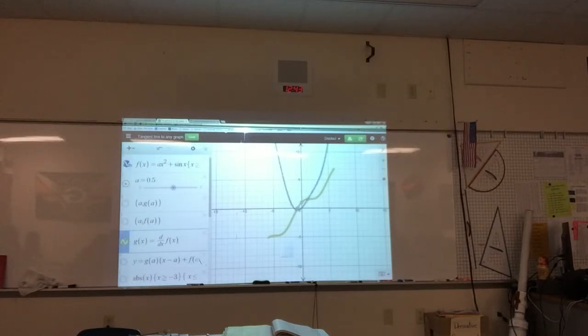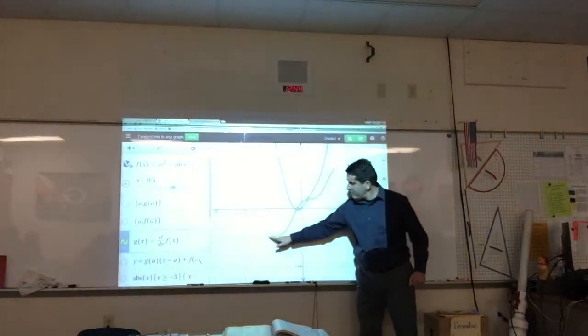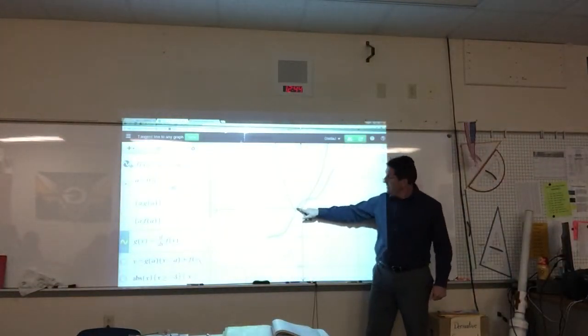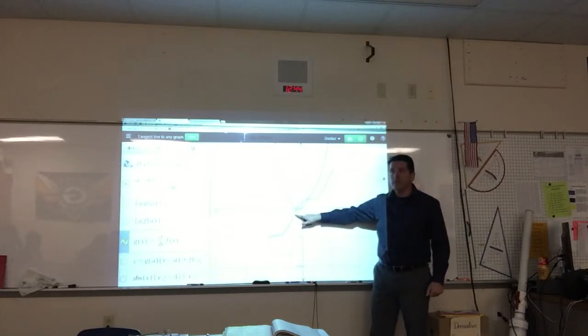Here's the function. Does this match up with what we said? It's decreasing on the left side. This is where we're looking here. Remember, this was f prime. It says it's all negative. That's where the function is decreasing. It's going down.